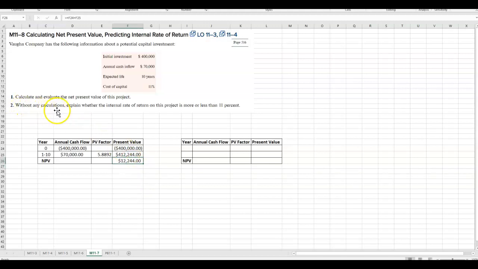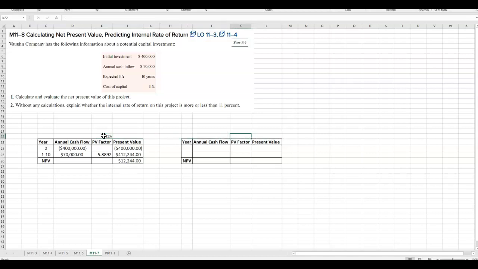And then it tells us, without any calculations, explain whether the internal rate of return on this project is more or less than 11%. Well, if the net present value is positive at 11%, then it's got to be more than 11%. And we can kind of illustrate this by doing one, this was at 11%.